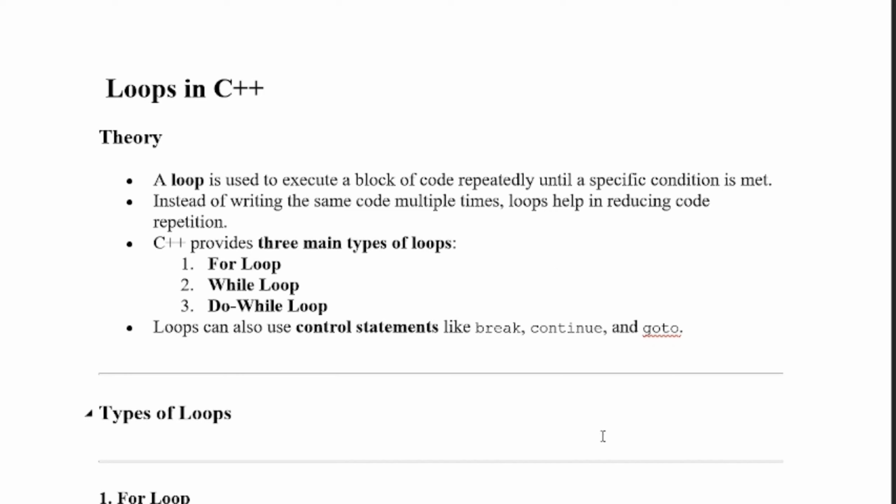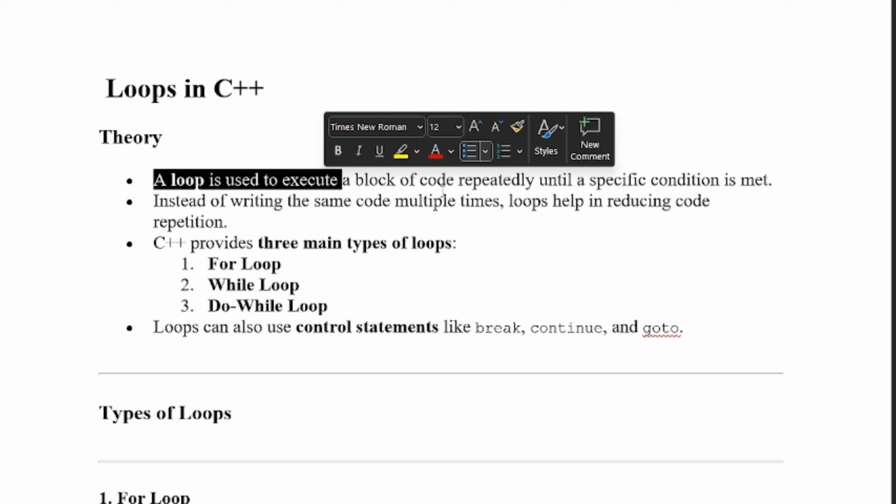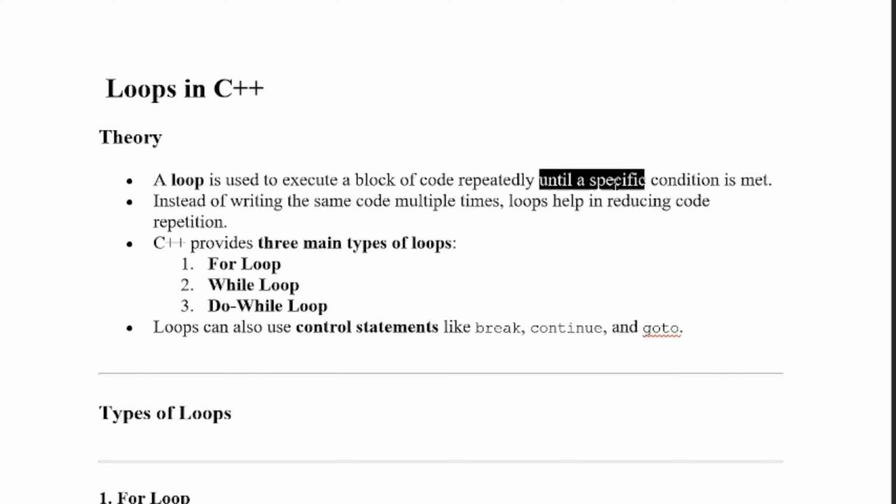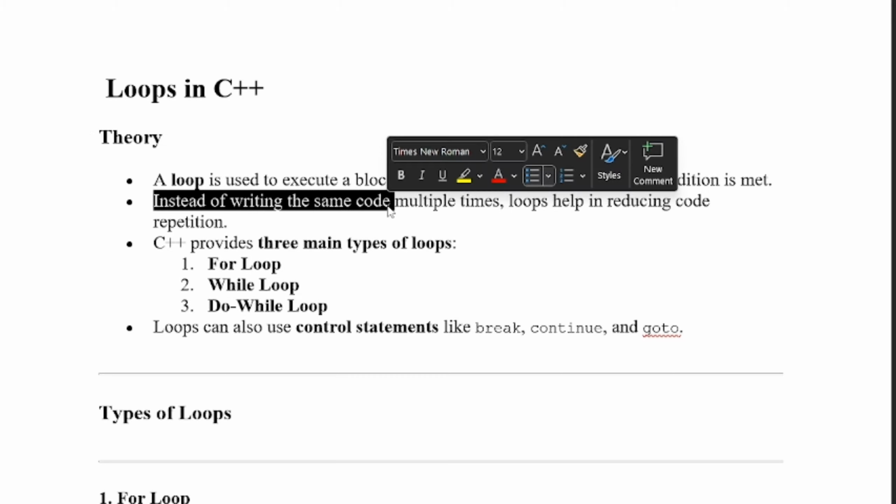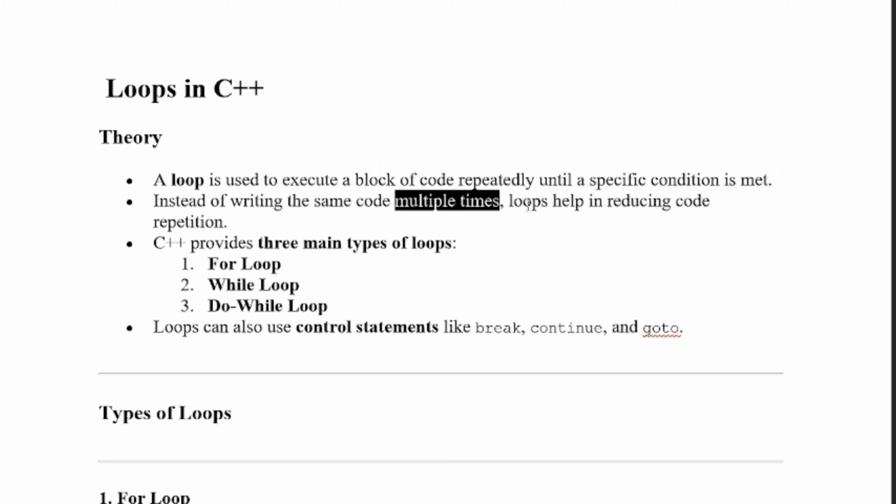First we discuss what is a loop and why we need a loop. A loop is used to execute a block of code repeatedly until a specific condition is met. Okay, so why are we using loops? Instead of writing the same code multiple times, loops help in reducing code repetition.